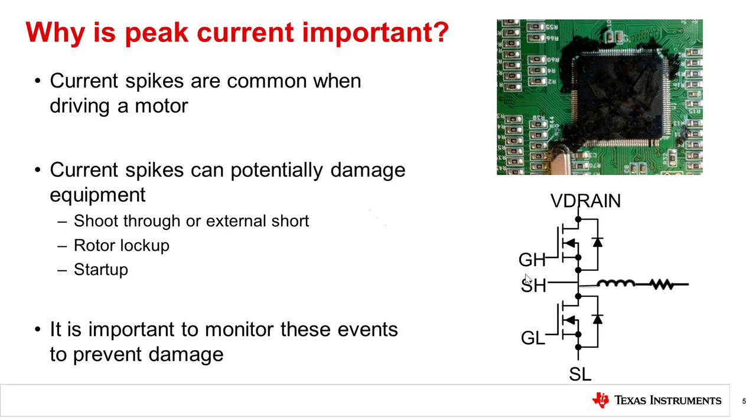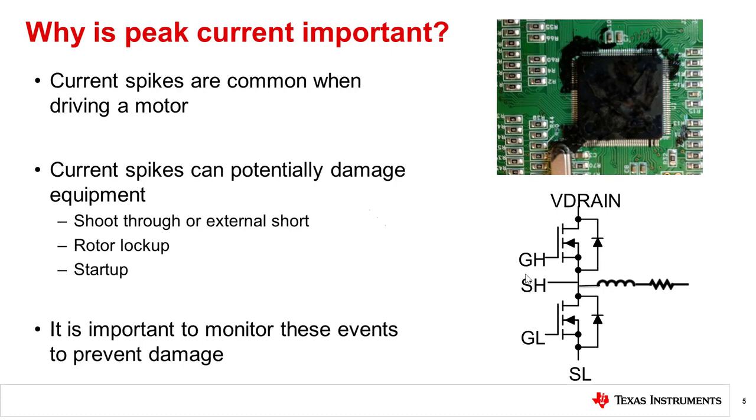So why is peak current important? Current spikes are common when driving a motor, especially as a result of the frequent on and off switching of the transistors. Peak current events can be set and controlled by the driver, or they can be a result of a condition such as overcurrent. It is important to monitor peak current to avoid damaging external components and the gate driver. There are a few conditions that can be particularly hazardous to the safety of the device. One event, called shoot-through, is extremely dangerous to the system.